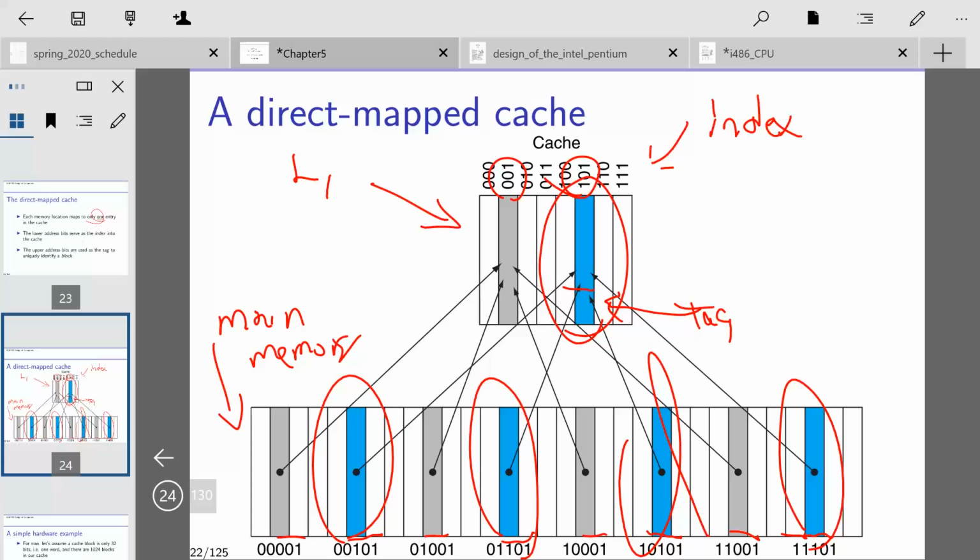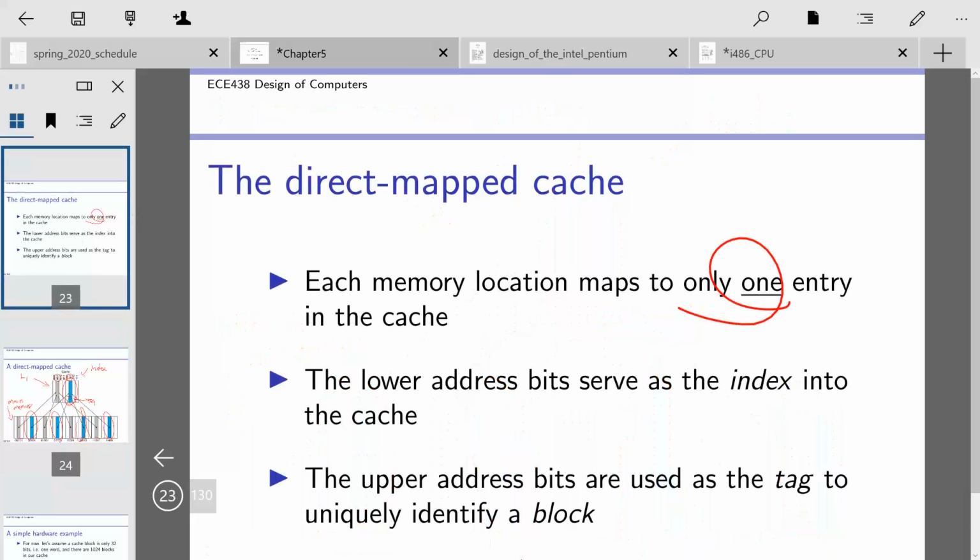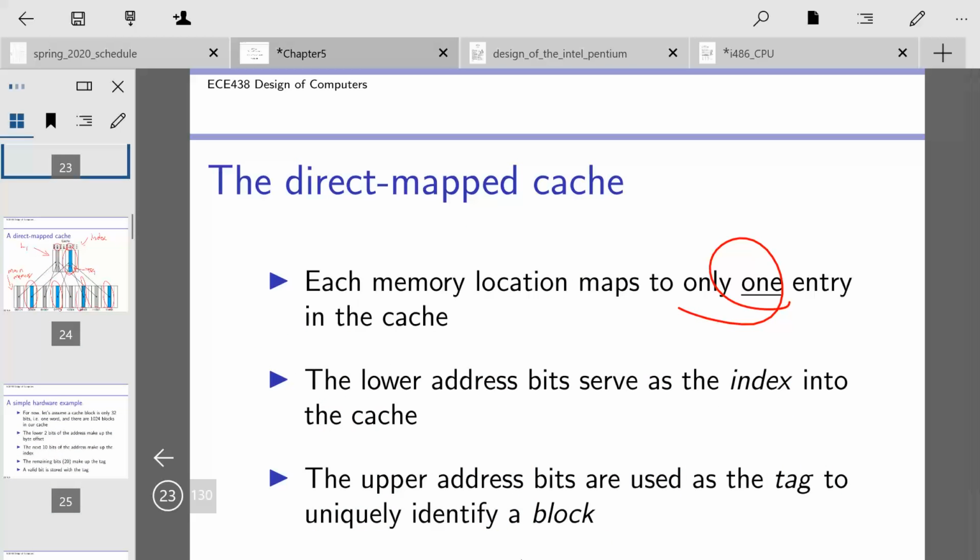Now the way you tell whether a particular block is in the cache is you use the lower address bits to index the cache. You then read the tag and compare it to the upper address bits of your address, and if they match, then you have what's called a hit, and your cache delivers that data to the processor. Okay, and I think that covered this slide.